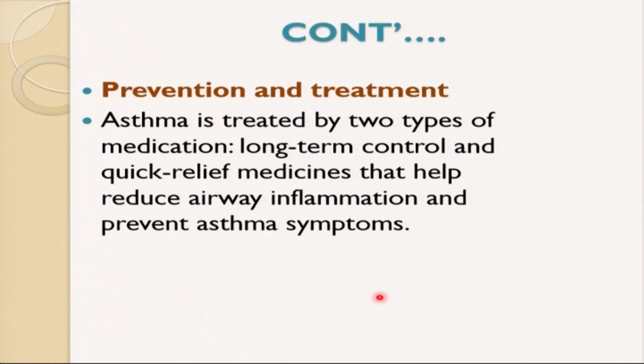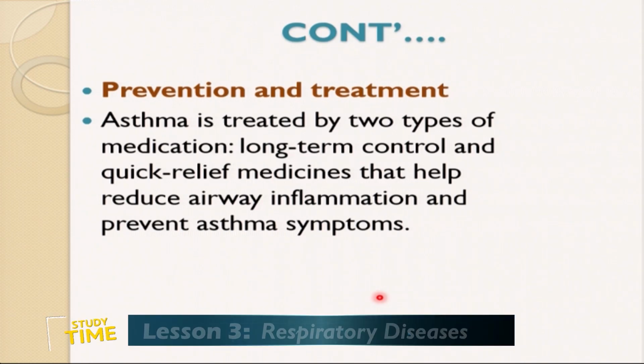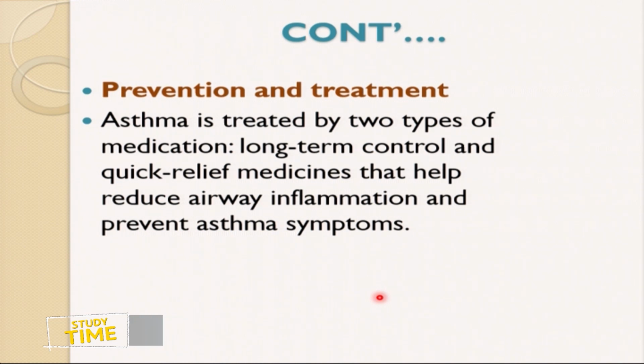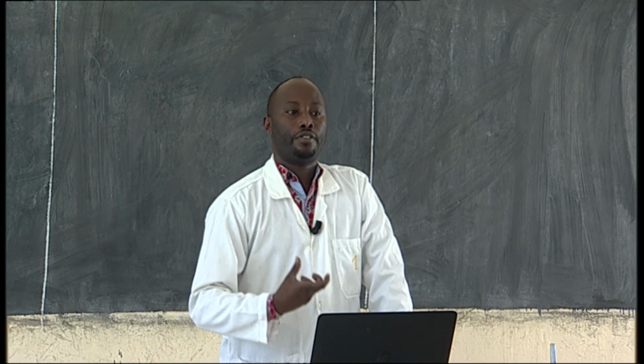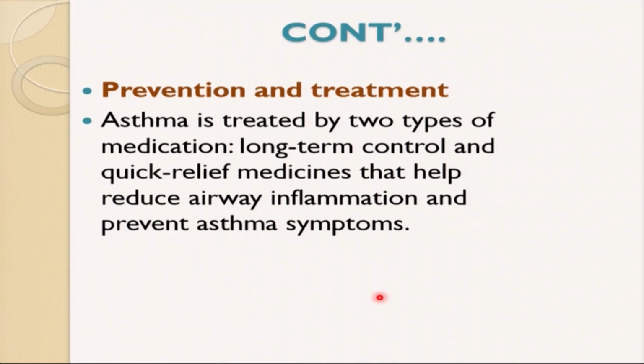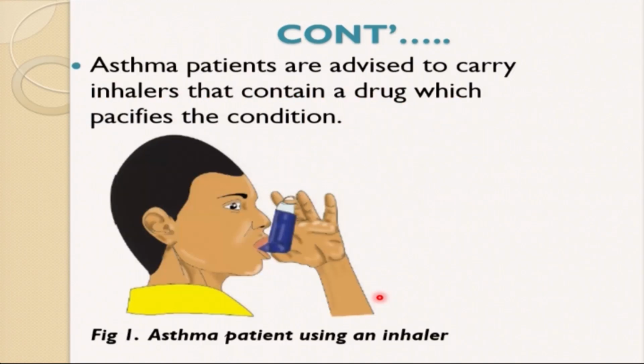Prevention and treatment. Asthma is treated by two types of medication: long-term control medication, and quick relief medicine that helps to reduce airway inflammation and even prevents asthma symptoms.